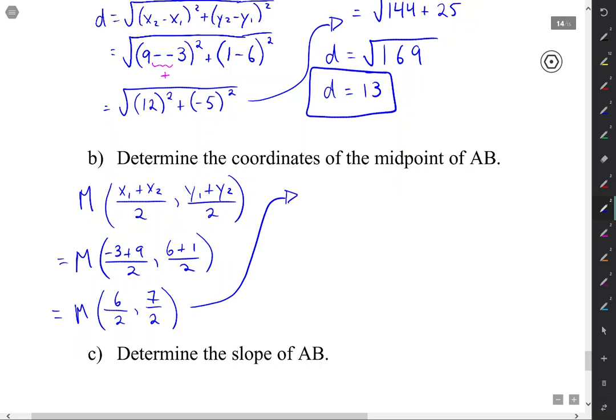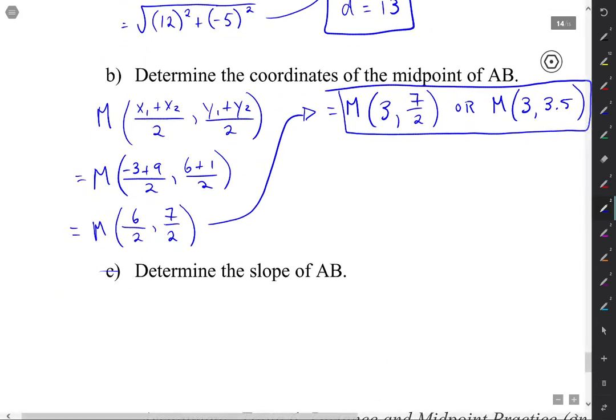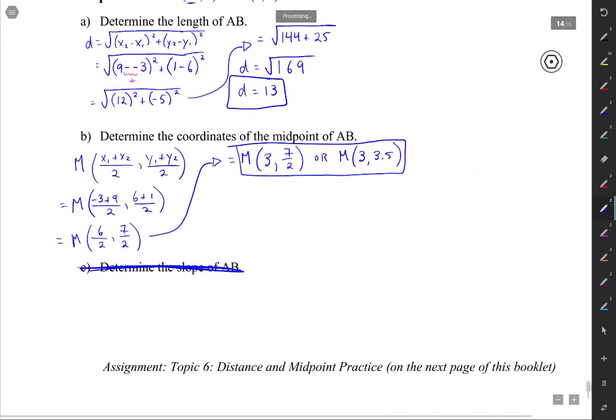So our final answer for this one, you could have one or the other. 6 divided by 2 is 3, and then 7 divided by 2 you can keep as a fraction, or you could write 3 and 3.5, because 7 divided by 2 is 3.5. So either of these would be a good answer. And then we're going to skip C for this one because we haven't learned that yet. We'll learn that in the next unit.